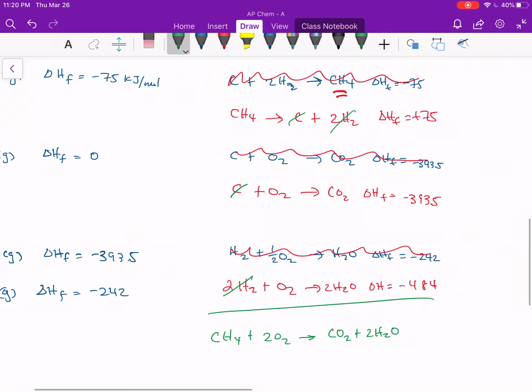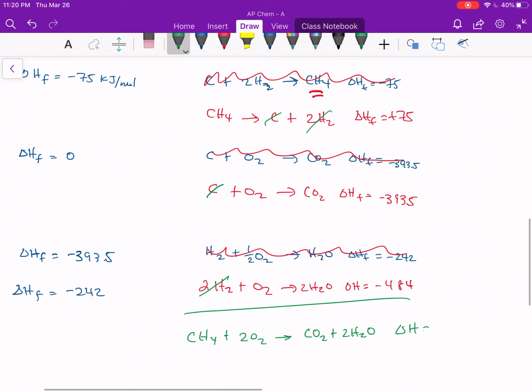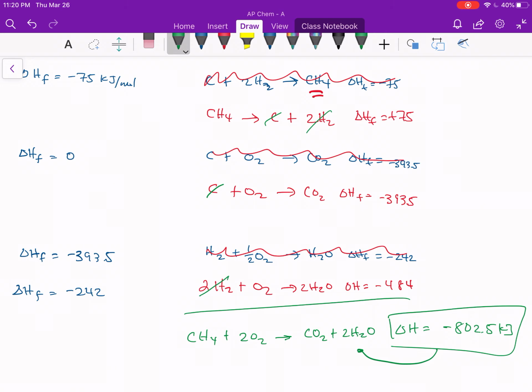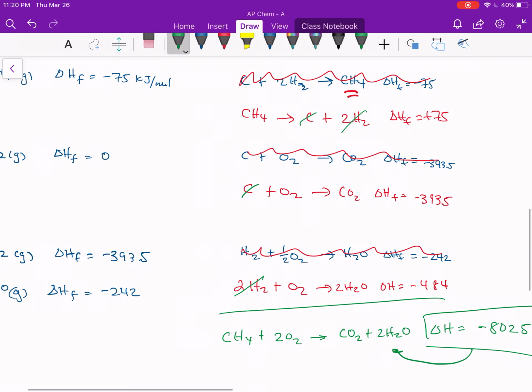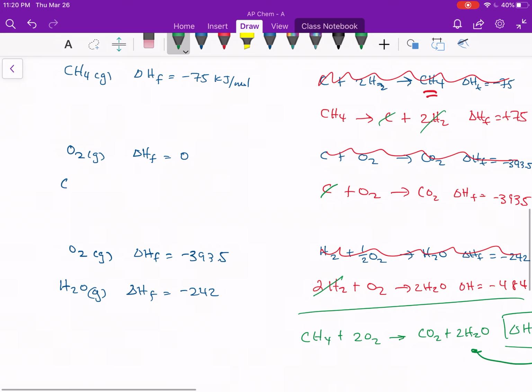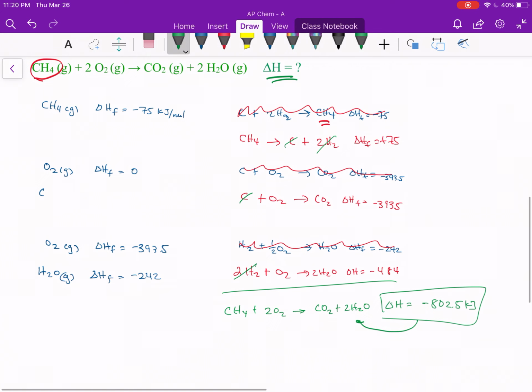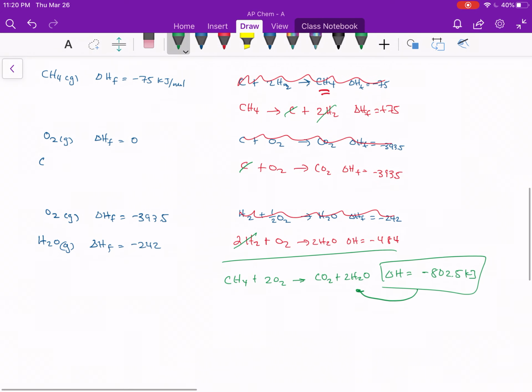And if I calculate the delta H for that, I'm going to see that it's a negative 802.5 kilojoules. Right, so that would be my delta H, or my enthalpy change for that particular reaction. All right, now here's the catch, right? Well, not really the catch. Here's the thing to make life a little bit easier.